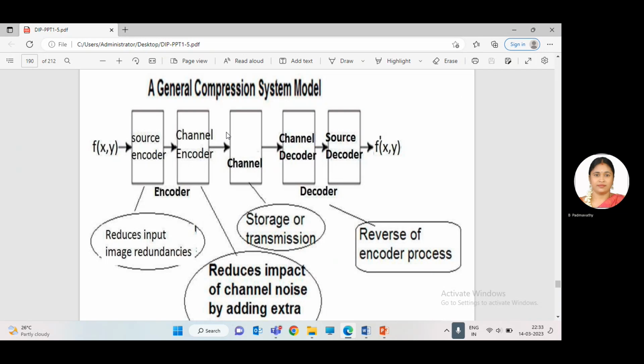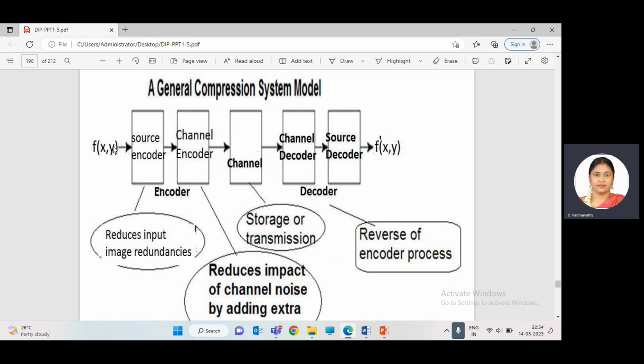So here we can take f of x comma y, which is an input image, which is fed into the encoder, which creates a set of symbols from the input image. After transmission over the channel, the encoded representation is fed into the decoder, where the reconstructed image, which is called f dash of x comma y or f cap of x comma y, is generated. In general, f cap of x comma y may or may not be an exact replica of f of x comma y. It may be the same or it may not be the same.